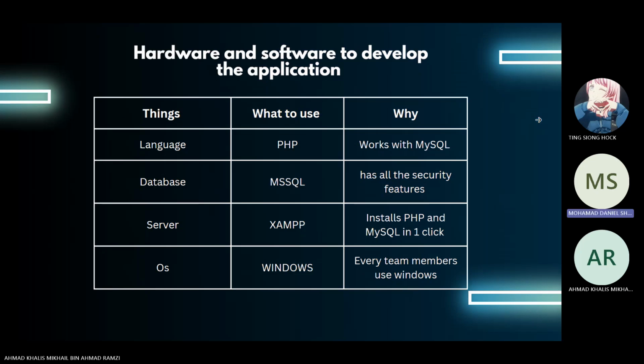For the hardware and software used to develop the application, for the language we use PHP because it works with MySQL. For the database, we are using MS SQL because MS SQL has all the security features that are needed for our assignment. For the server, we are using XAMPP, and the OS is Windows.